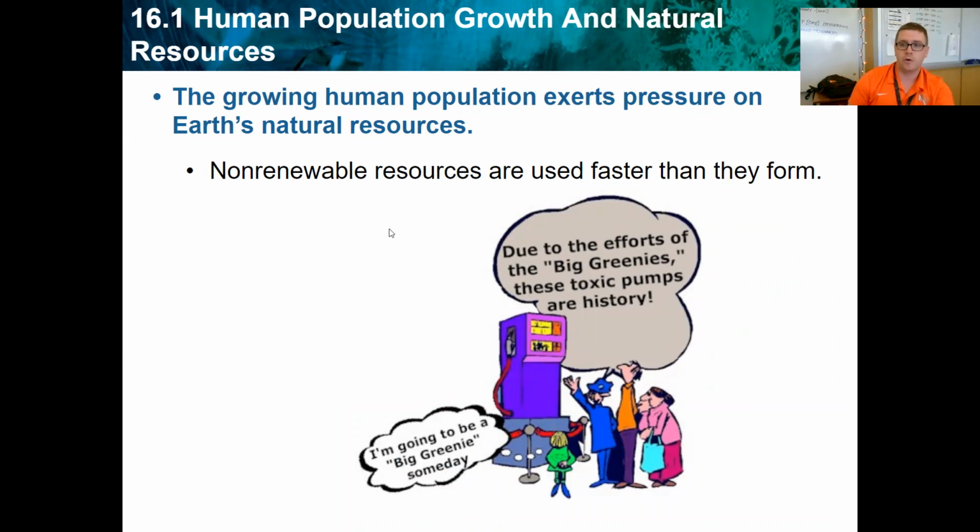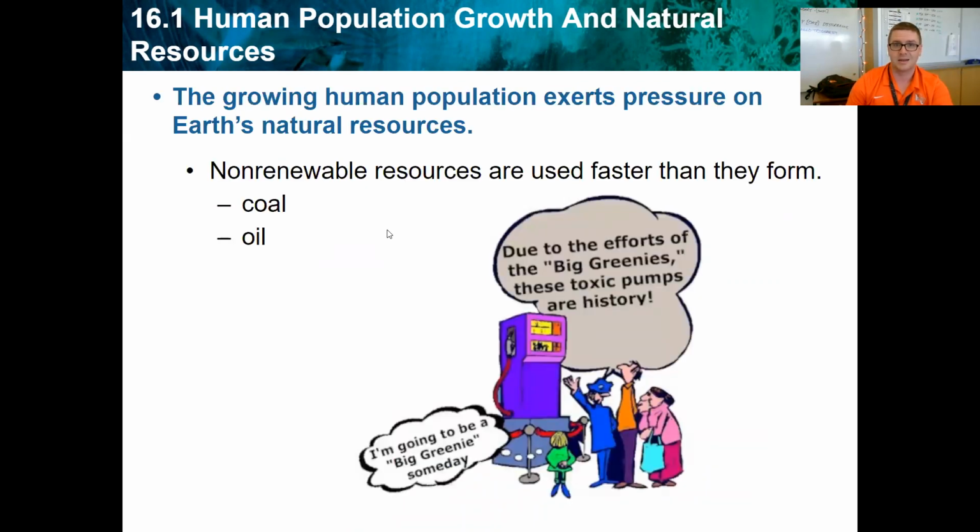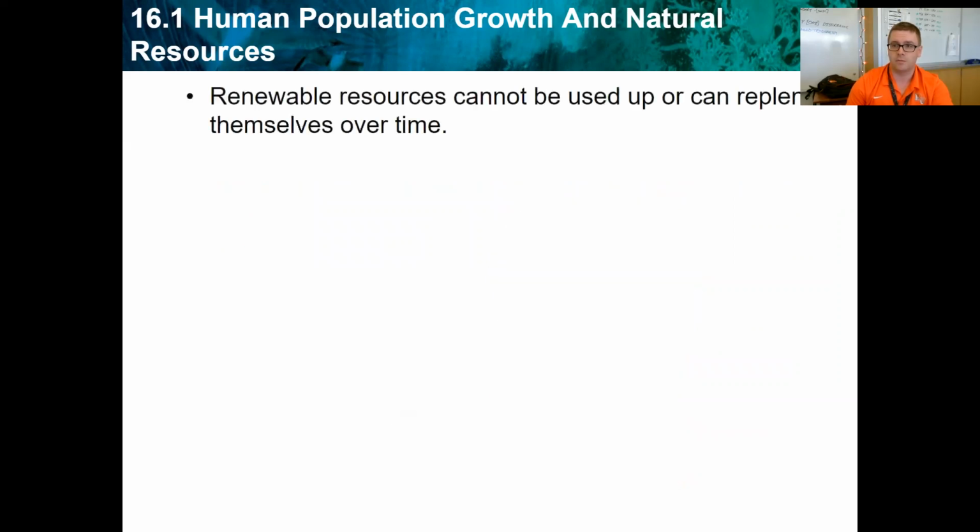The issue with non-renewables is we're using them faster than they form. Our coals, our oils, our natural gases. Once we use them, they're gone. It takes millions of years for them to form.